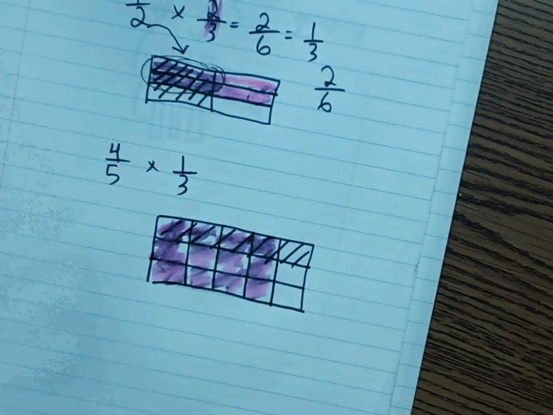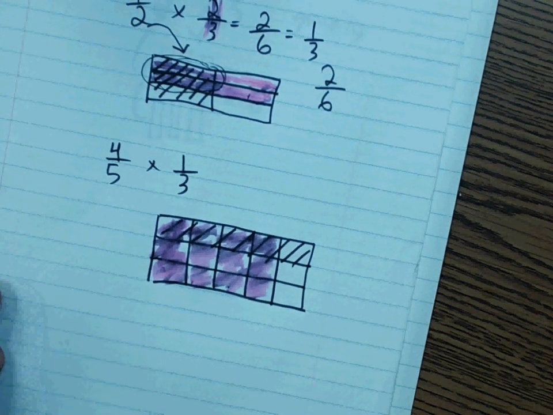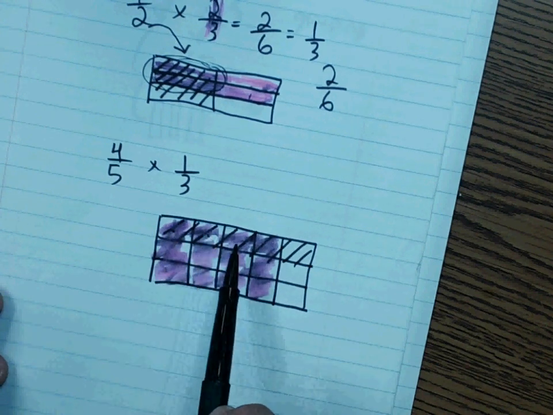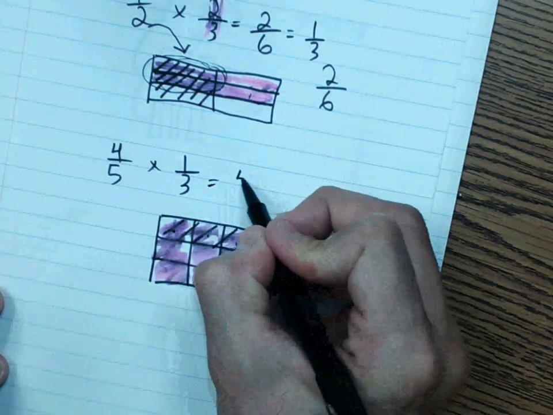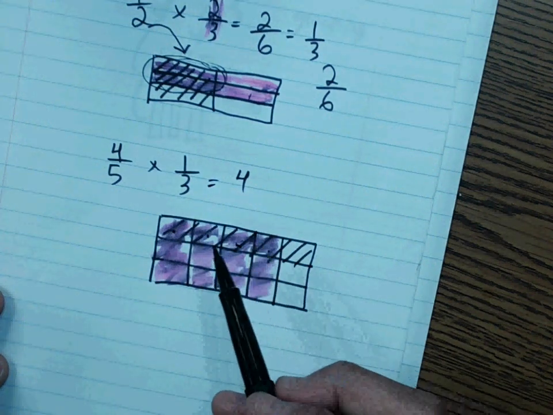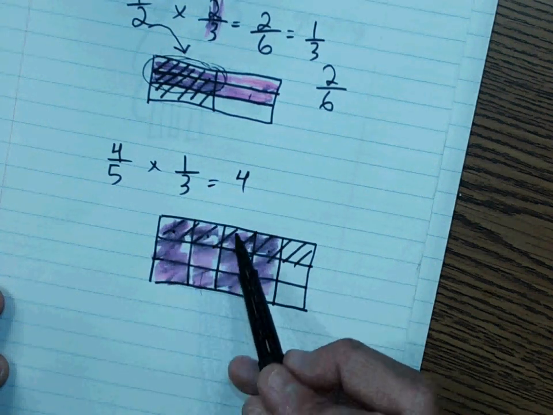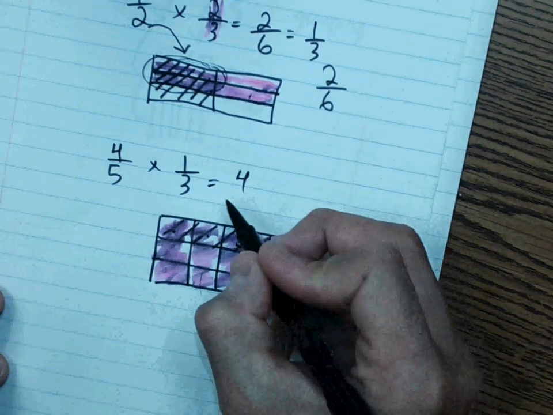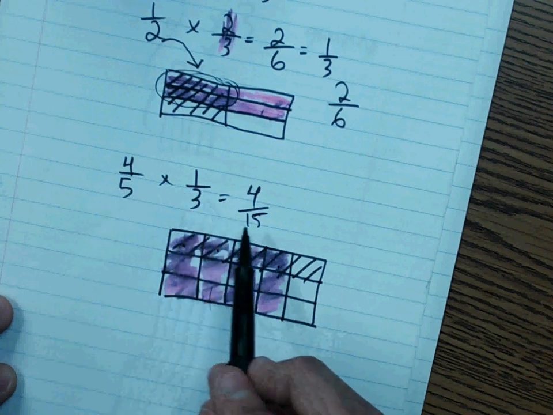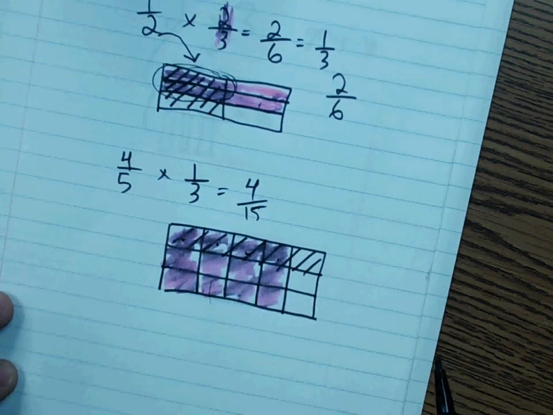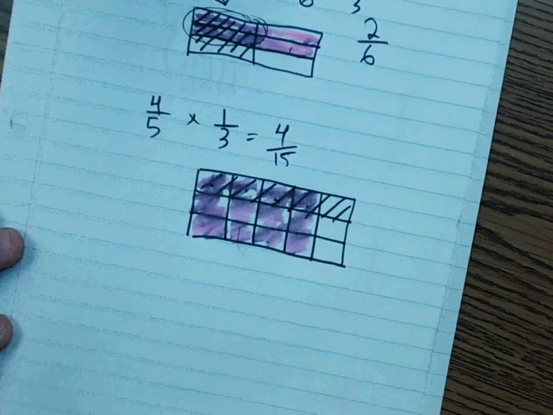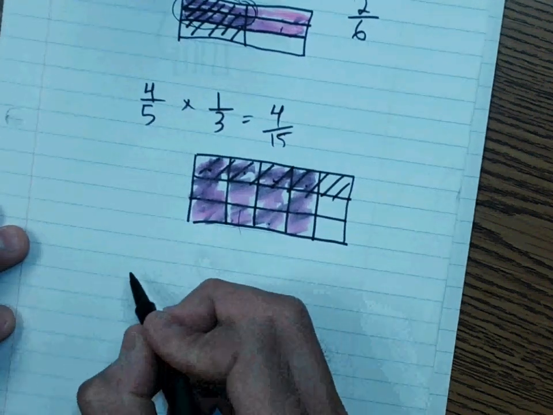Okay, and again, we're going to focus on the areas where the pink highlighter and the black marker overlapped. So I got 1, 2, 3, 4 pieces. Out of, well, now I'm going to count how many pieces I divided my rectangle into. Here's 3, 6, 9, 12, 15. So the product of 4/5 and 1/3 is 4/15. Alright, and you could actually do the same thing when you're multiplying a fraction times a whole number.